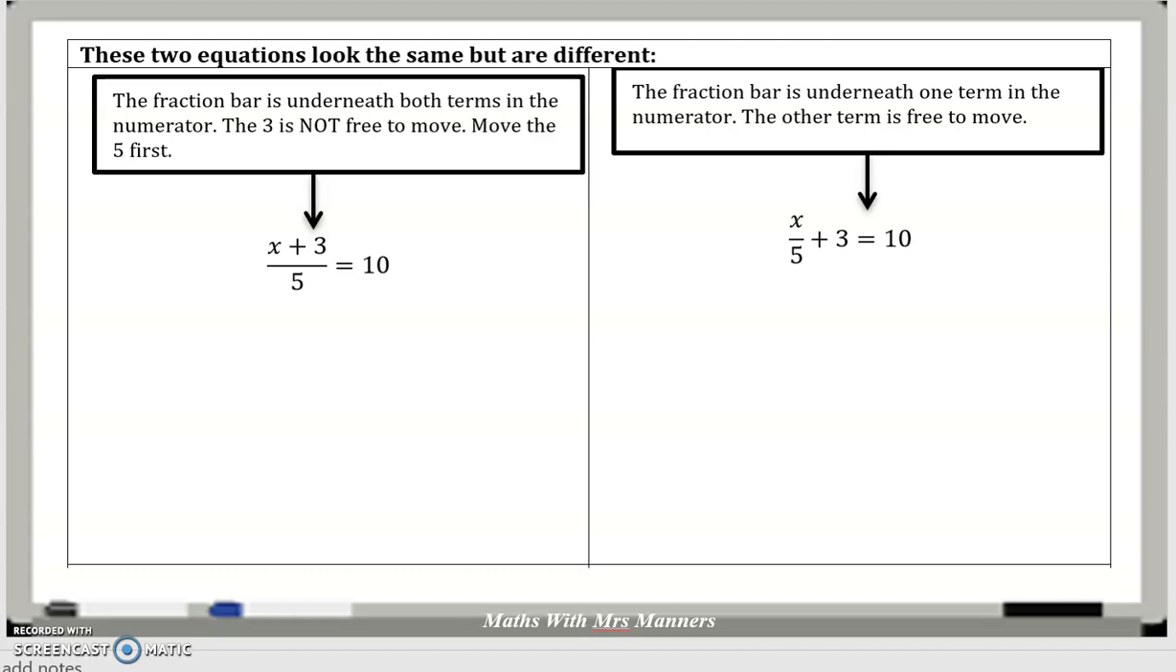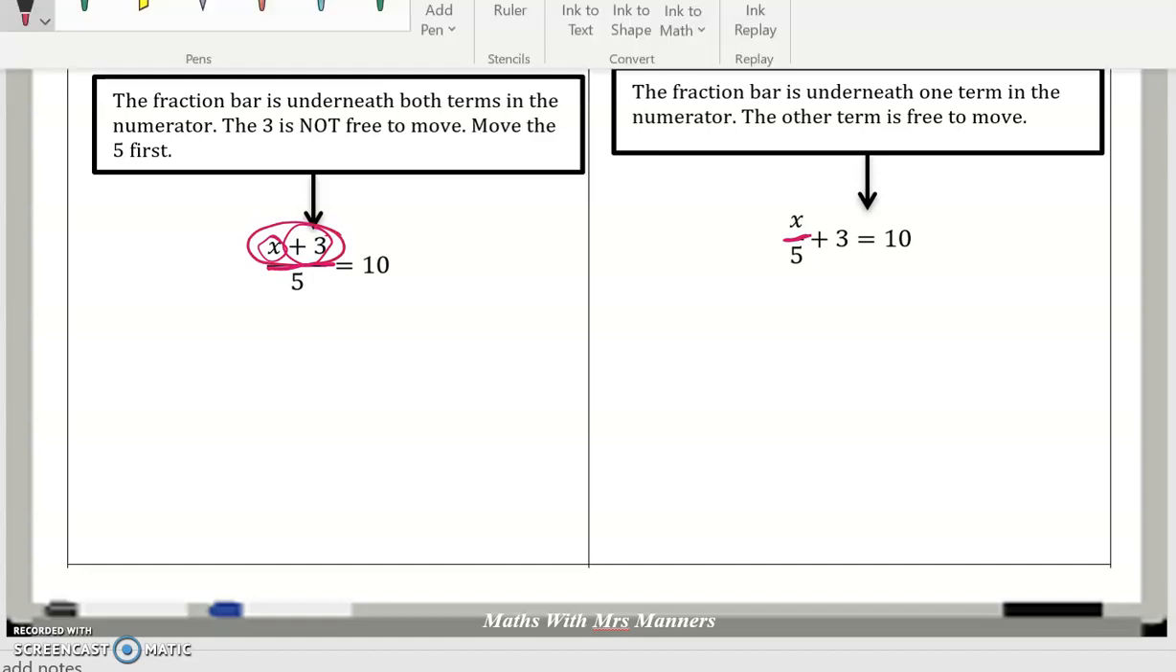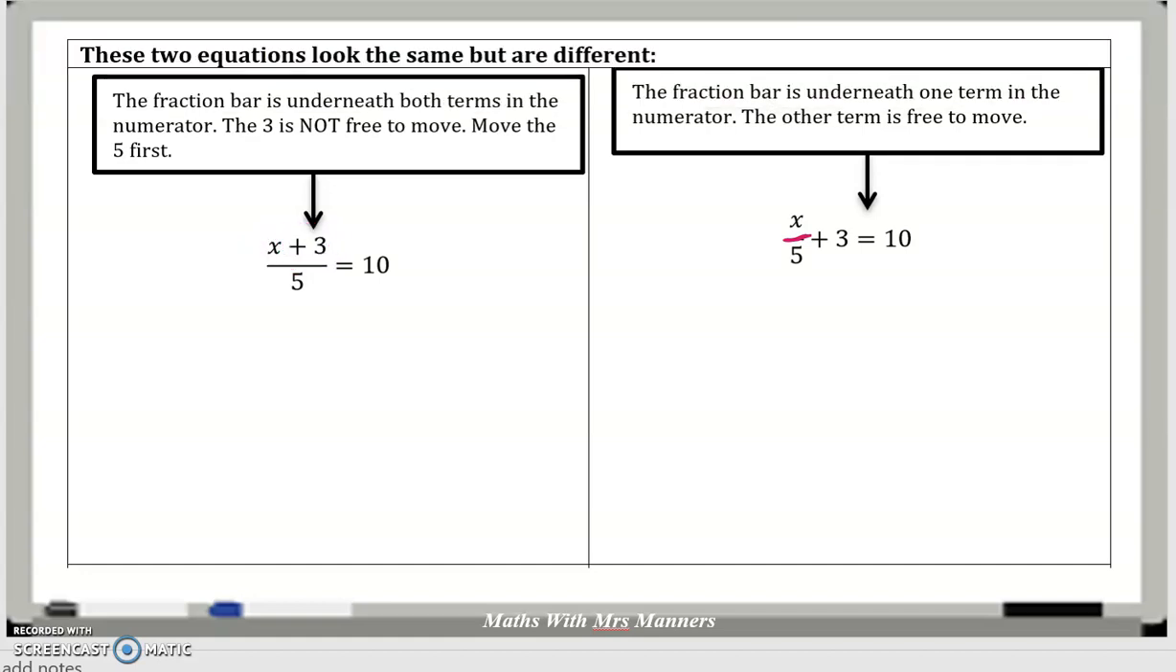They look very similar. They look the same, but there's a difference here. This fraction bar extends all the way across underneath both the x and the positive 3, whereas in this question, the fraction bar is just underneath the x. So we're dividing the x by 5, whereas in this equation, we're dividing x plus 3 by 5. That actually makes a big difference with how to proceed with both of these equations.